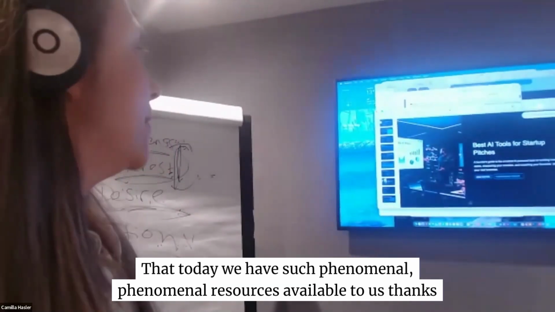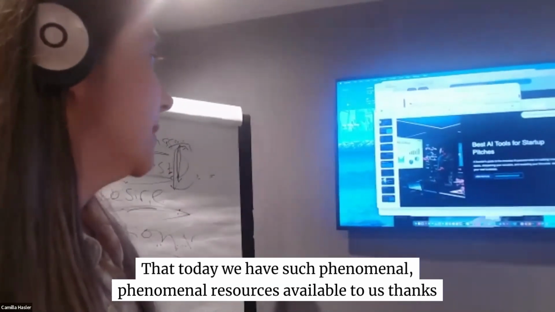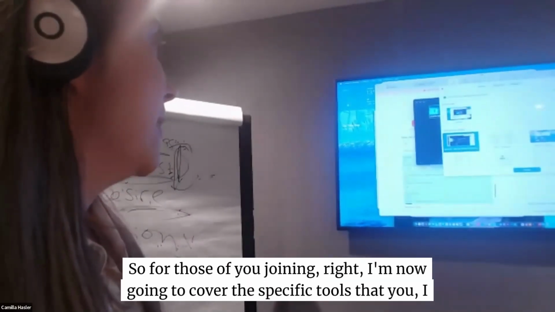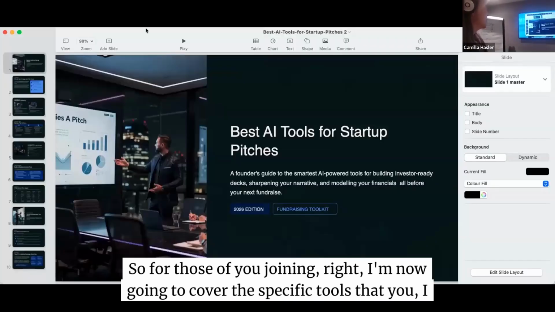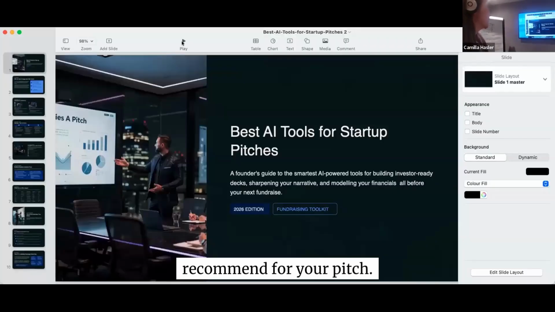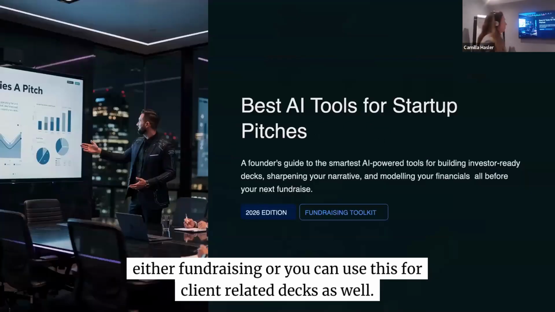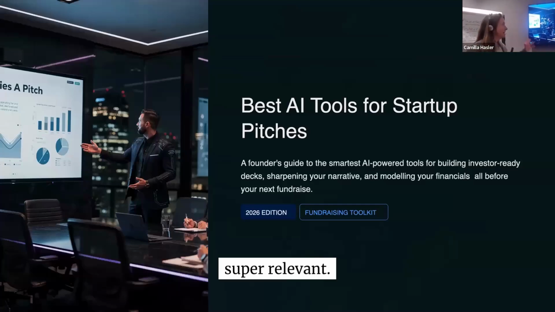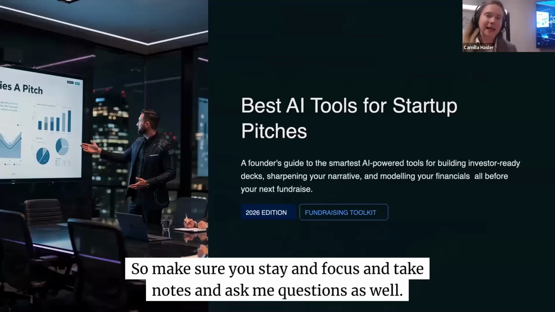That today we have such phenomenal resources available to us thanks to AI. So for those of you joining, I'm now going to cover the specific tools that I recommend for your pitch, either fundraising, or you can use this for client related decks as well. So if you pitch to clients, to buyers, or to investors, this next section is going to be super relevant. So make sure you stay and focus and take notes and ask me questions as well.